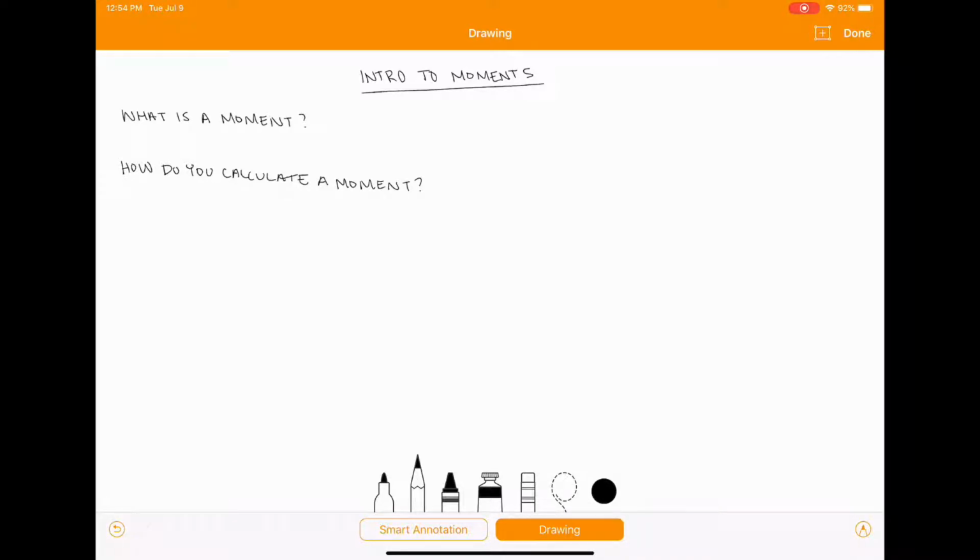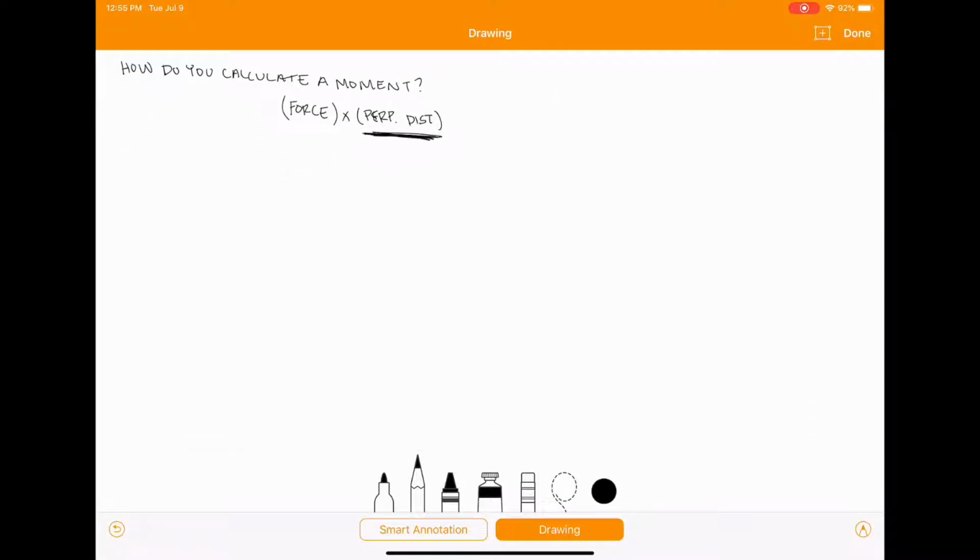All right, so how do we calculate a moment? A moment is calculated by taking this force and multiplying it by the perpendicular distance between the point and the force. Now, it's really important that it's the perpendicular distance. That is essential because that is what's going to cause the rotation.